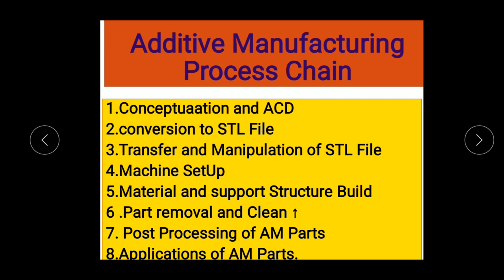Similarly, step 2 is conversion to STL file. In this stage, the created 3D model is saved into the STL file. STL, as I told before, means standard triangular language. The STL file gives the geometrical information about the 3D models. The given geometrical information is matched with those 3D models. If there is no error in the STL file, which means the chosen STL file is correct, then it is known as STL file conversion.